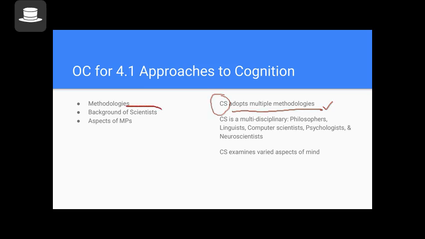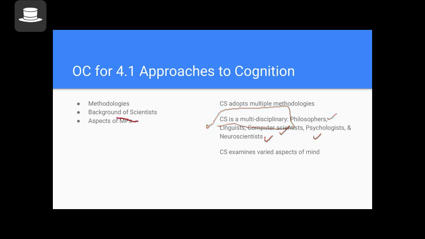Also, what is different between the IP approach and the cognitive science approach is the background of the scientist. In the IP approach, typically it's the psychologist, whereas cognitive science is a multidisciplinary approach where you have philosophers, linguists, computer scientists, psychologists, and neuroscientists. So it adopts a multiple disciplinary approach.